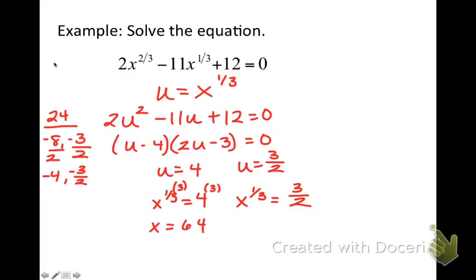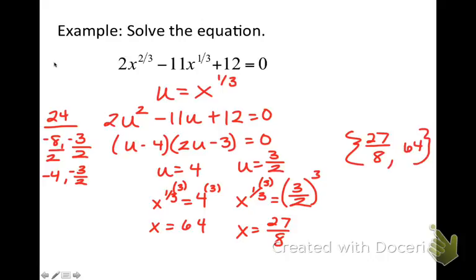Over here, to get rid of your 1/3 power and turn it into an exponent of 1, we're going to take it to the 3rd power, which means I'm going to take this whole entire fraction to the 3rd power, which means I'm going to take the 3 to the 3rd power, which is 27. I'm going to take the 2 to the 3rd power, which is 8. So 27 over 8. So my two solutions are 27/8 and 64.